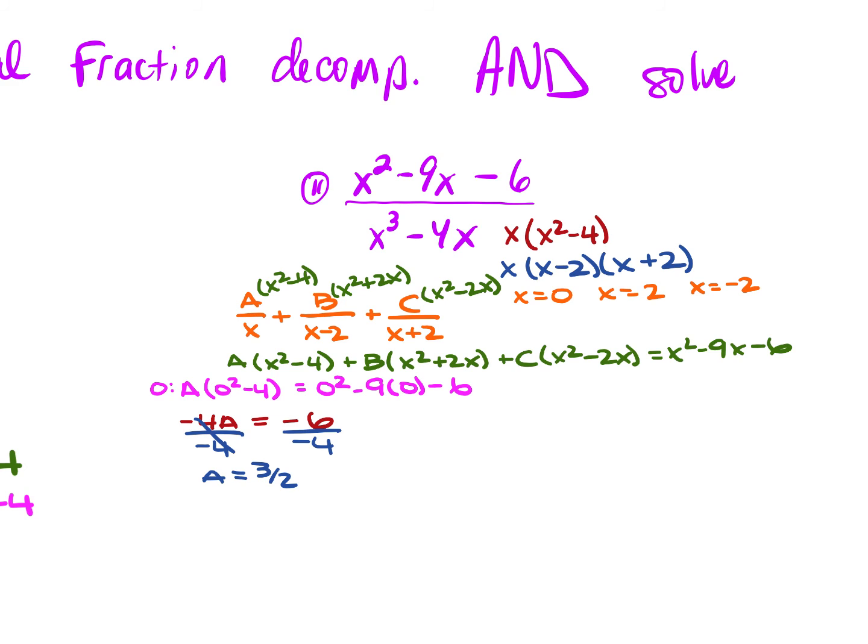We're going to work with positive 2 now. So this is a times 2 squared minus 4. That's going to cancel out.